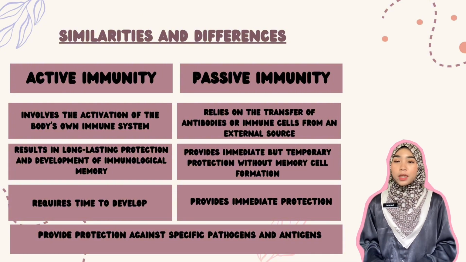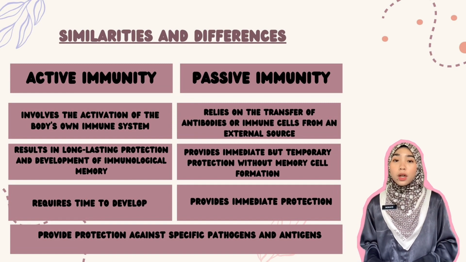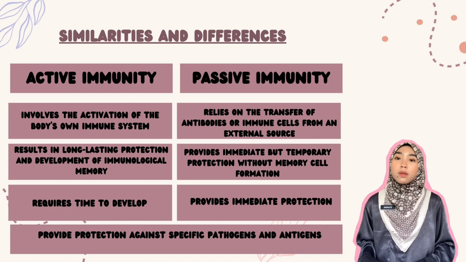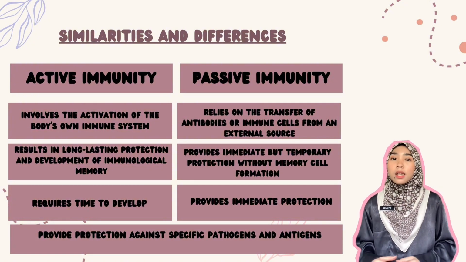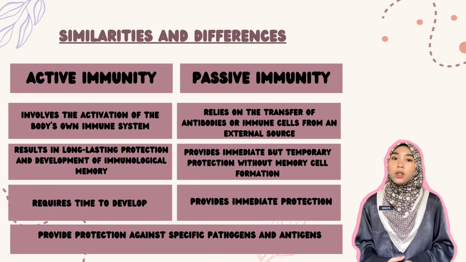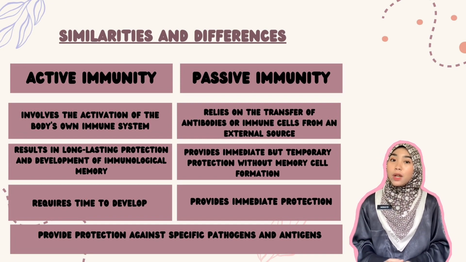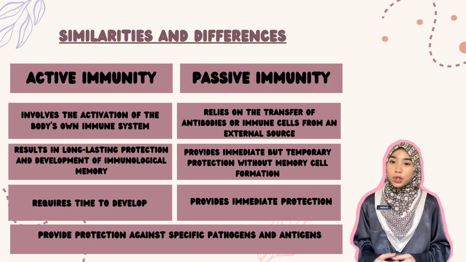active and passive immunity. The differences between these two are that active immunity involves the activation of the body's own immune system, whereas passive immunity relies on the transfer of antibodies or immune cells from an external source. Next, active immunity results in long-lasting protection and the development of immunological memory, whereas passive immunity provides immediate but temporary protection without memory cell formation. Other than that, active immunity requires time to develop, whereas passive immunity provides immediate protection.